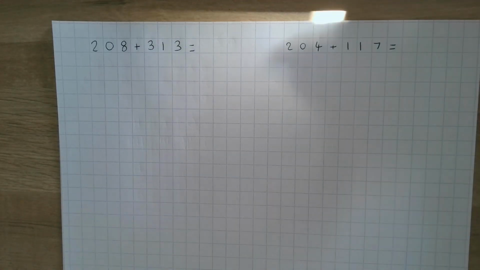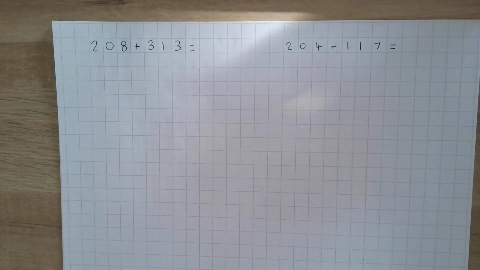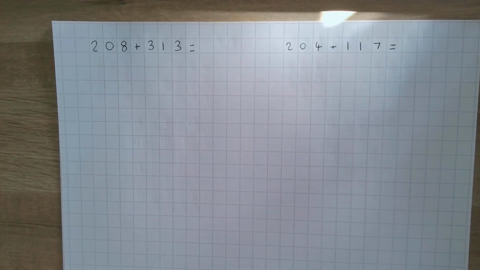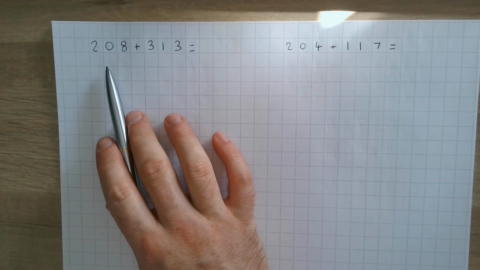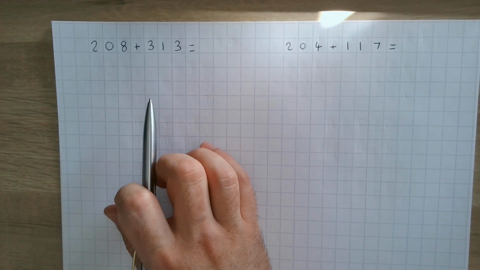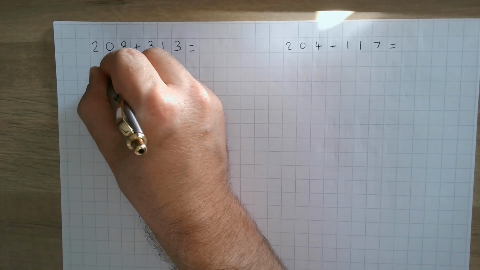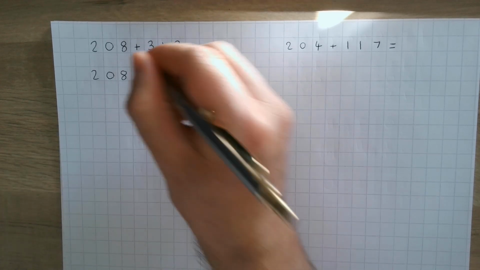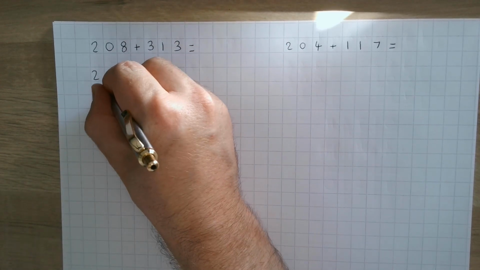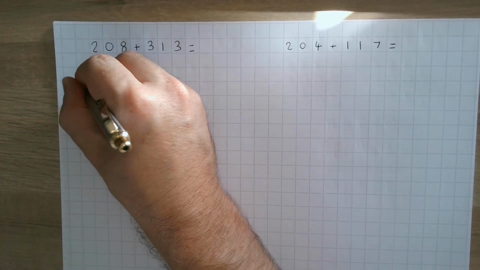In this video we're going to be adding two numbers together where there are going to be some exchanges across to the tens. So our first addition is 208 add 313. So what we'll do first is we'll write this as our column addition.